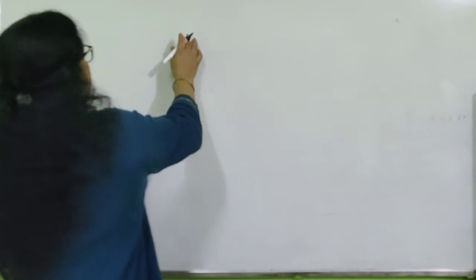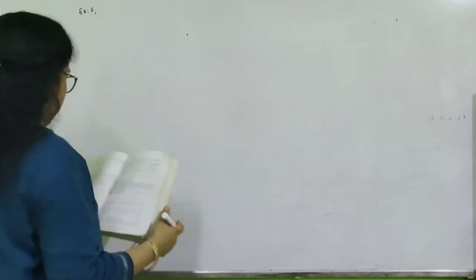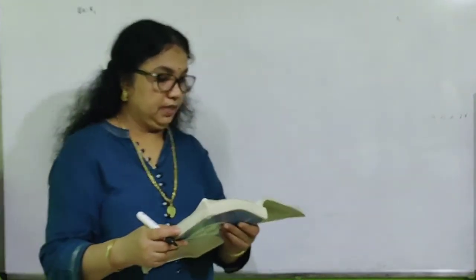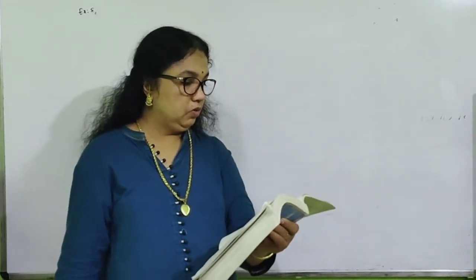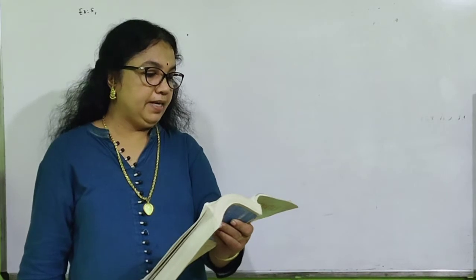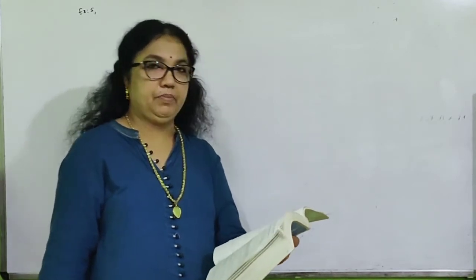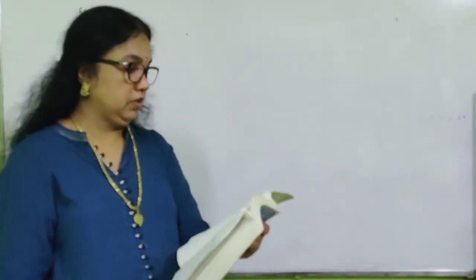From your textbook, example 5. Verify that 3, minus 1, minus 1 by 3 are the zeros of the cubic polynomial p of x equals 3x cube minus 5x square minus 11x minus 3. Then verify the relationship. This is example 5, page number 32.